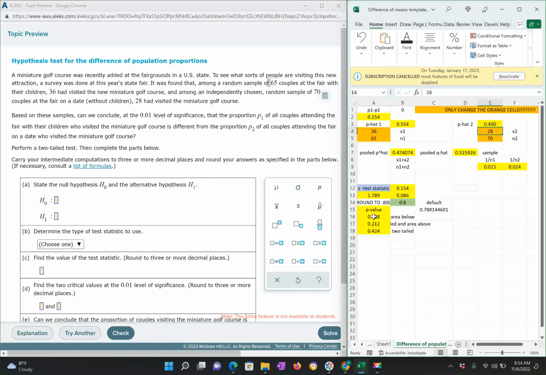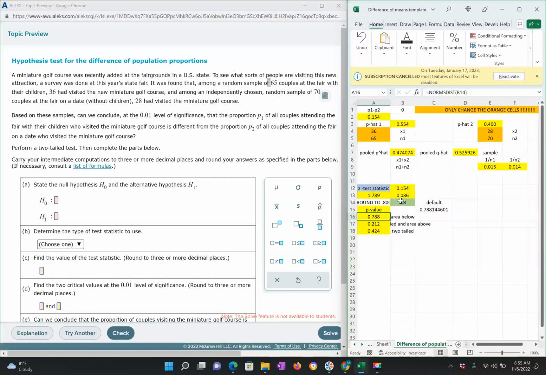Let's see what's going on here. This seems like it didn't change, because I'm still at B14. I don't know why. B14. Yeah. Okay, so this is now registering at the other value. Let's see what they are doing here. They want us to perform a two-tailed test. So this is two-tailed as well.